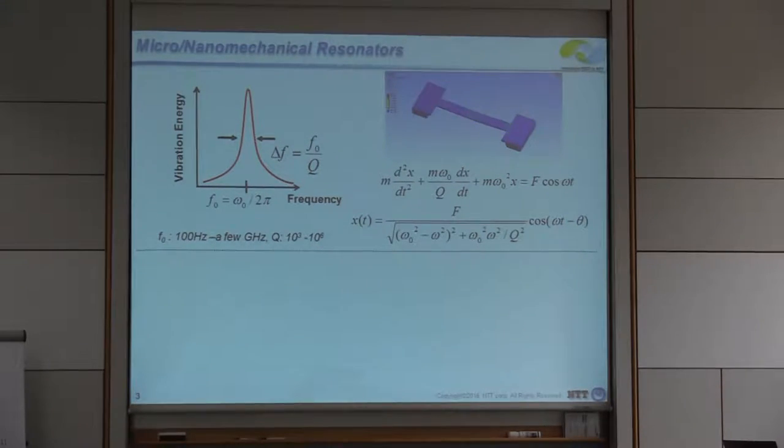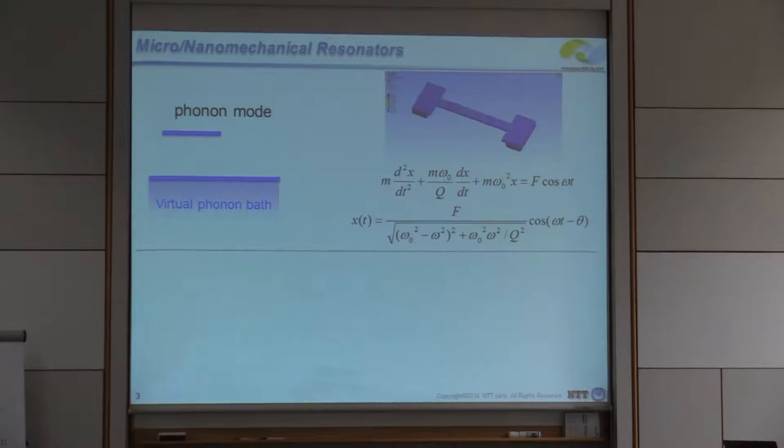So the motion of this mechanical system can be described by the equation of motion for a harmonic oscillator. If you drive that by a sinusoidal force, you can have this kind of response. A typical mechanical resonator has a very high quality factor. For example, in vacuum, you have a quality factor from 1,000 up to 1 million, and the frequency ranges from some 100 hertz to a few gigahertz recently. So you can realize such very high frequency and high Q resonators using these mechanical systems.